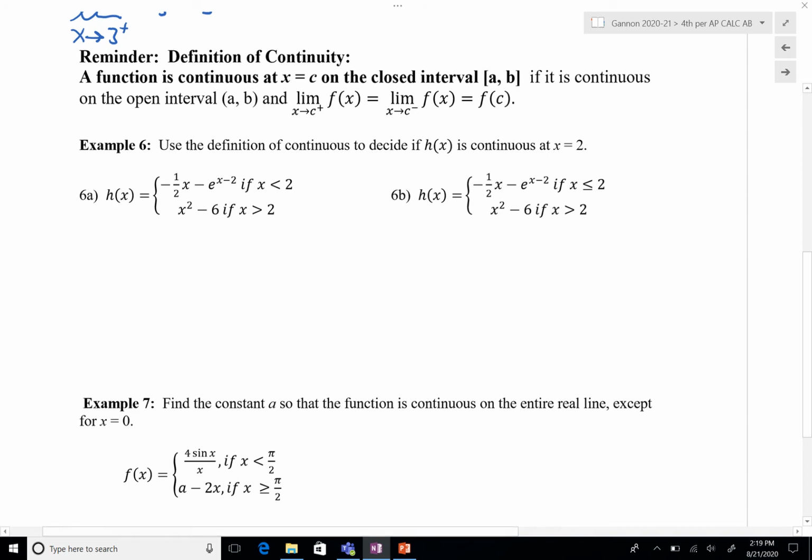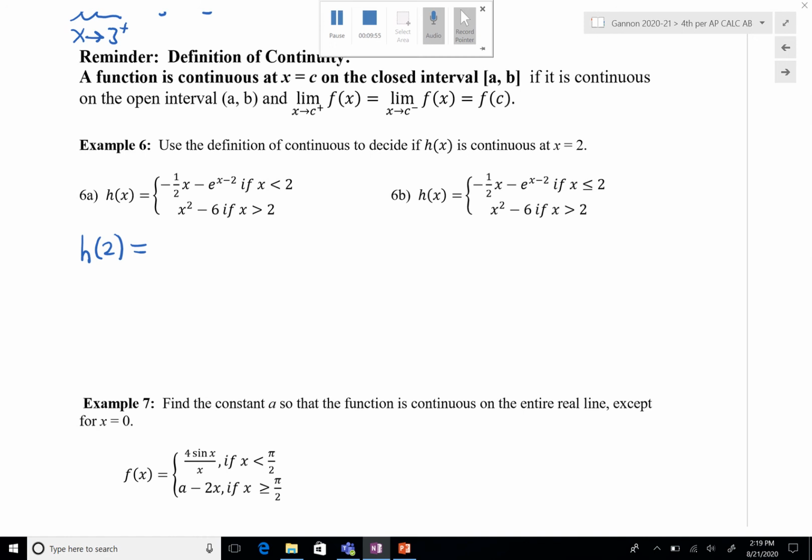So what I'm going to do is, using 6a, use the definition to decide if this function is continuous at 2. The first thing I want to do is see if the function is even defined at 2. Because if the function is not defined at 2, it cannot be continuous. So I'm always going to start there. So if I wanted to evaluate this function at 2, I need to find the part of the piecewise function that tells me what happens when x is equal to 2.